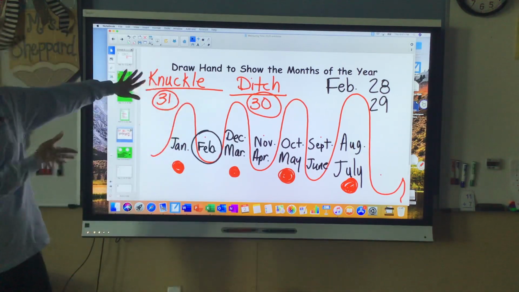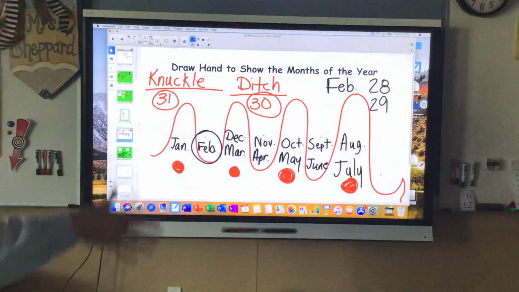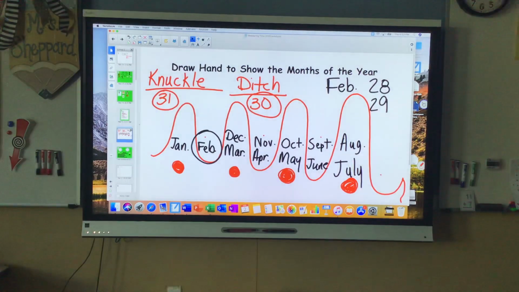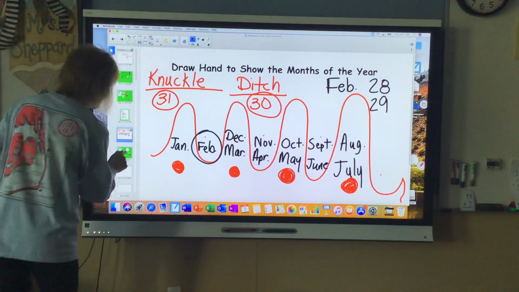There's nothing for you to do in your packet this week with the months of the year unless you had some extra time and you were just looking for a little something extra to do. You could draw that out on a clean white sheet of paper for a little extra practice.